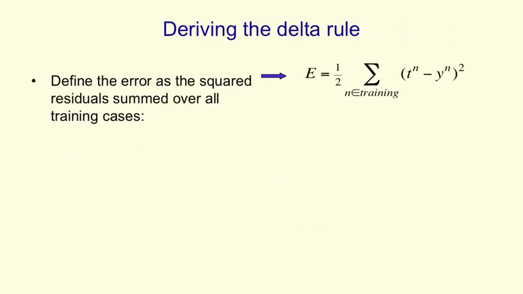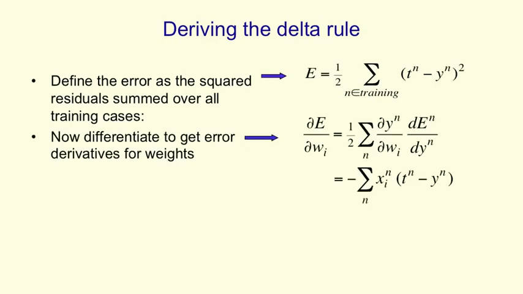So now we're going to derive the delta rule. We start by defining the error measure, which is simply our squared residual summed over all training cases. That is the squared difference between the target and what the neural net predicts, or the linear neuron predicts, summed over all training cases, and we put a half in front, which will cancel the 2 when we differentiate.